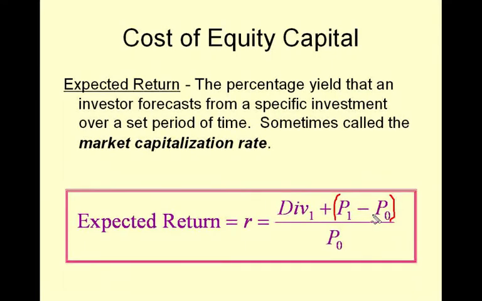If we divide those two return amounts by the original purchase price, we get the expected return, or the market capitalization rate, or let's say the required rate of return that the investor expects or wants to earn in purchasing the stock.